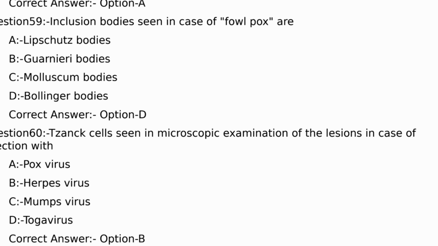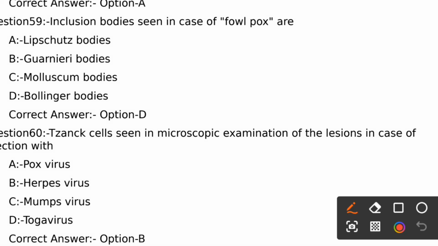Next question. Inclusion bodies seen in case of fowl pox. Option A Lipschütz bodies, option B Guarnieri bodies, option C molluscum bodies, option D Bollinger bodies. Which of the following inclusion bodies can be seen in case of fowl pox? The inclusion body found in fowl pox is Bollinger bodies, and fowl pox is caused by Poxviridae family.